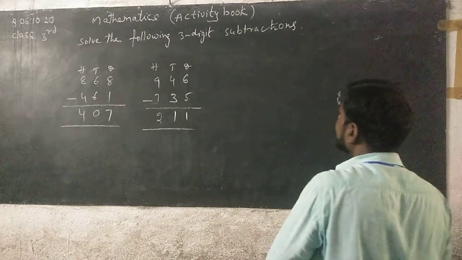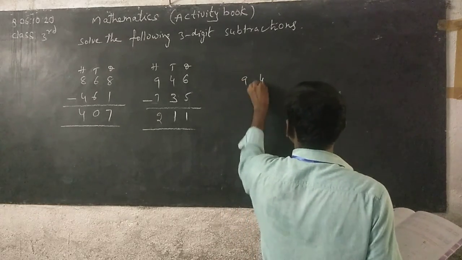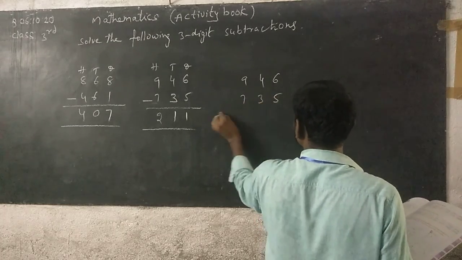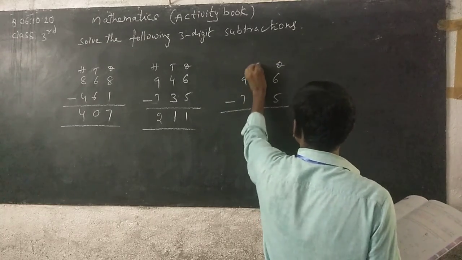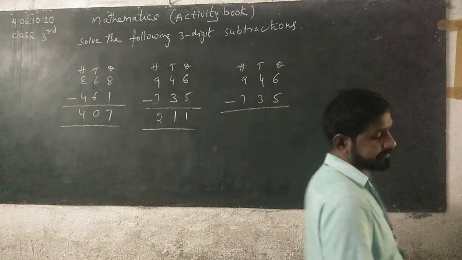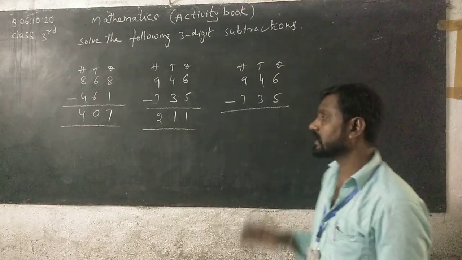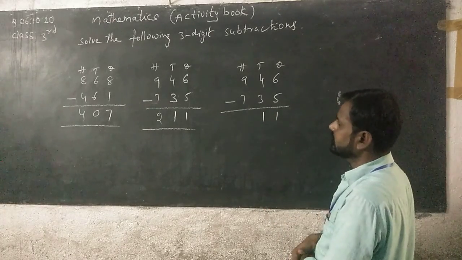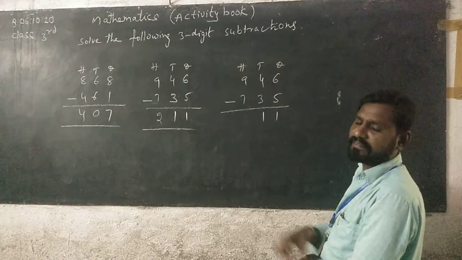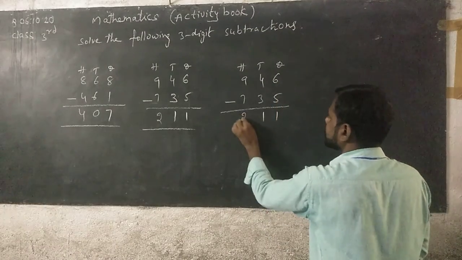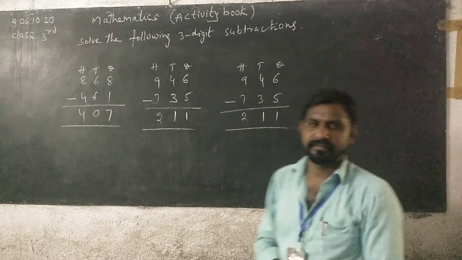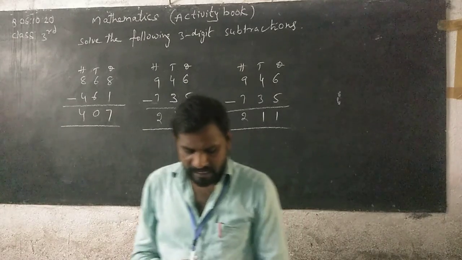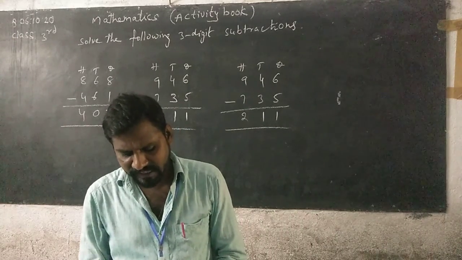Next, 946 minus 735. This is the ones place, this is the tens place, this is the hundreds place. First subtract the digits in the ones place. 6 minus 5, 1. 4 minus 3, 1. 9 minus 7, 2. 7 after I can count 8, 9. So what is the difference? 211. See now next, try these 3-digit subtractions by borrowing.